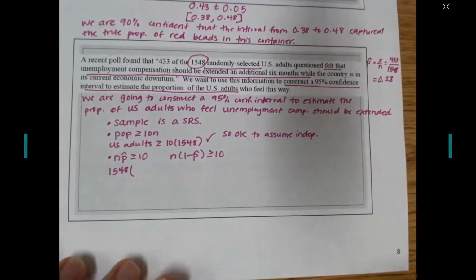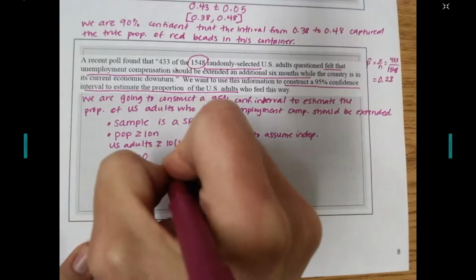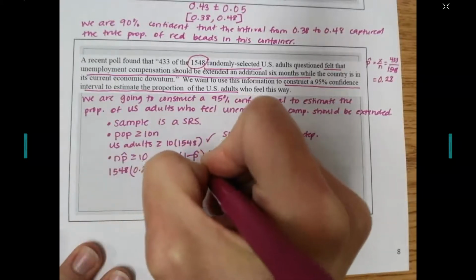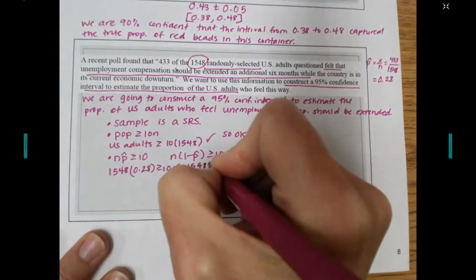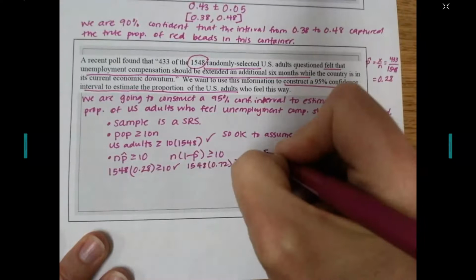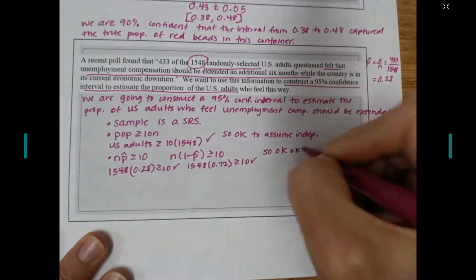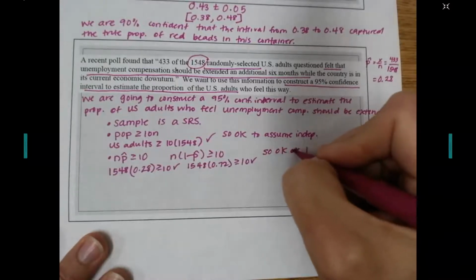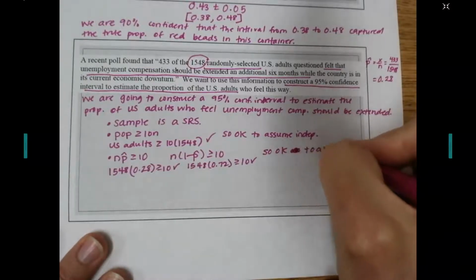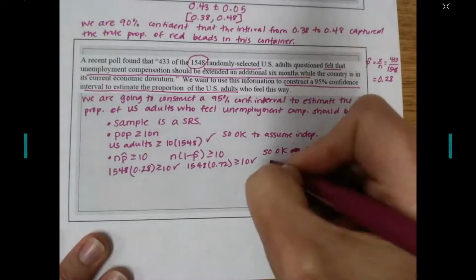Okay. This is definitely good. And so this definitely should be as well. And so since those check out, it's okay to assume the sampling distribution will be normal-like.